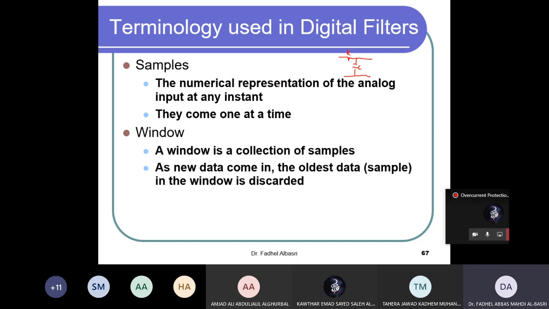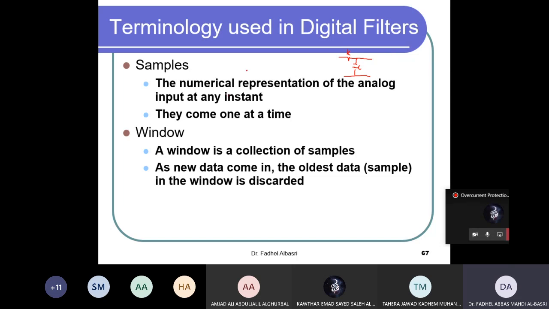Now in protection, I want to estimate the magnitude of the voltage of the 50 hertz component and its angle. So I need a filter that filters all harmonics and accepts the fundamental. Or sometimes I want to measure the second harmonic only, so I need a filter that measures only the second harmonic magnitude.